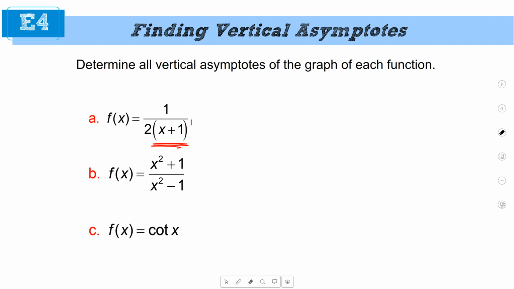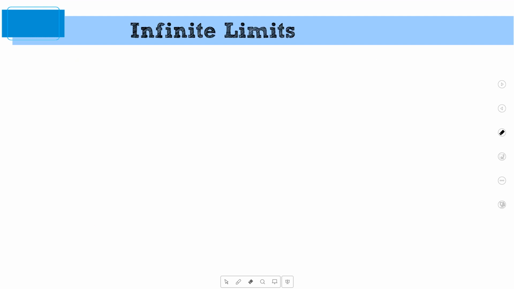And then the last one, oh, it's a cotangent. Trig. Where are the asymptotes on cotangent? 0, pi, 2 pi, 3 pi, negative pi. Yeah, they're factors of pi.